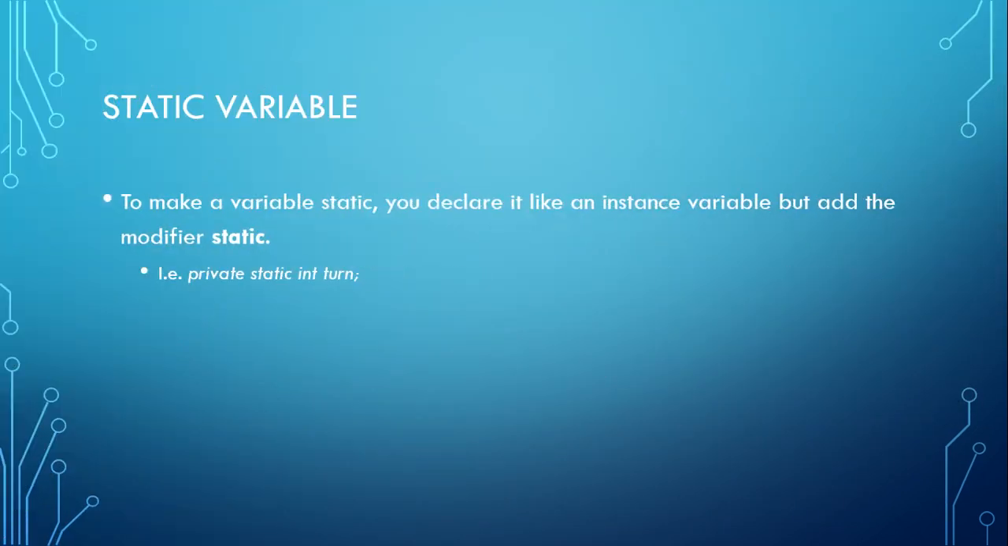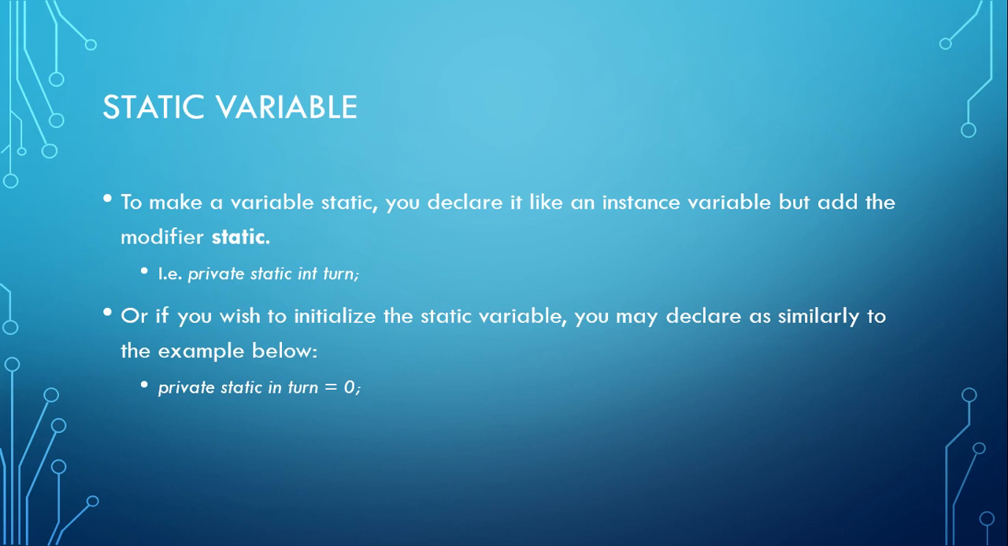So continuing to talk about static variables. In order to make a variable static, we declare it like any other instance variable, but we add the modifier static. So: private static int turn. Or if you wish to initialize a static variable, we can declare it similarly as this example shows: private static int turn equals 0.